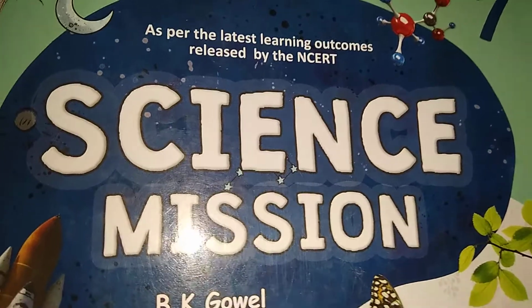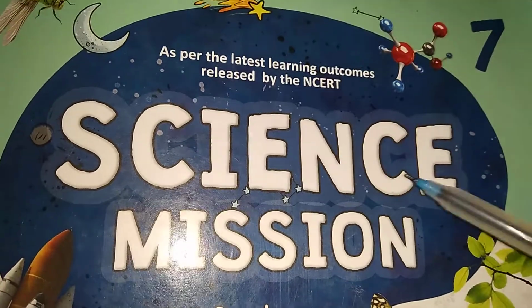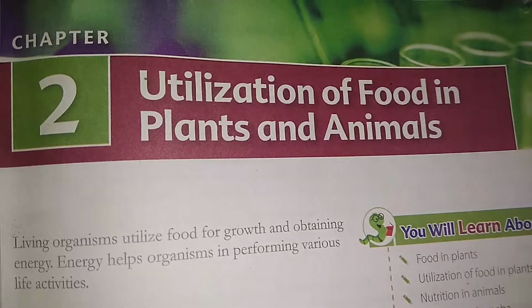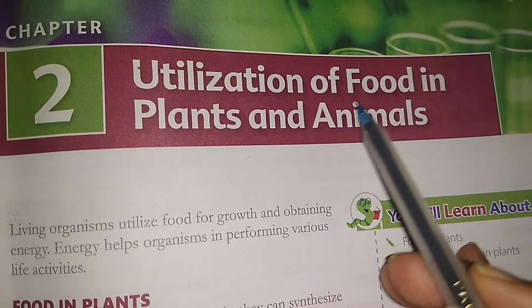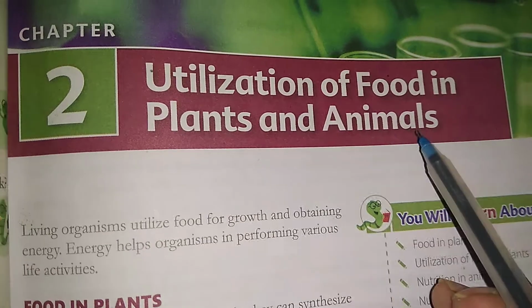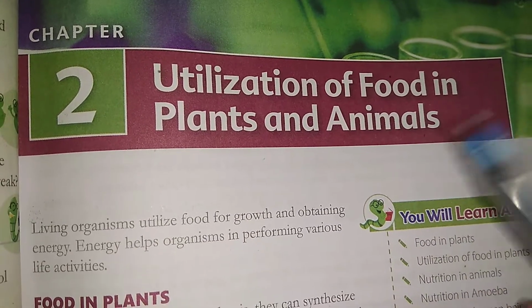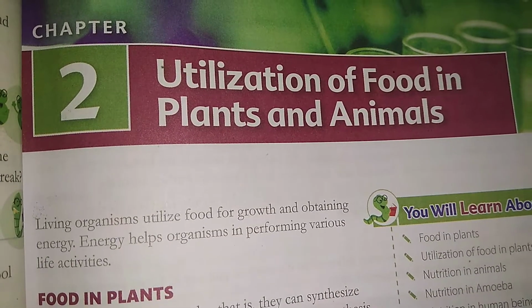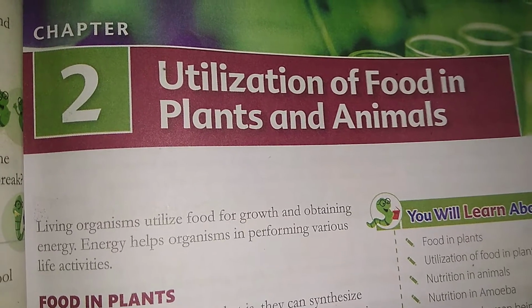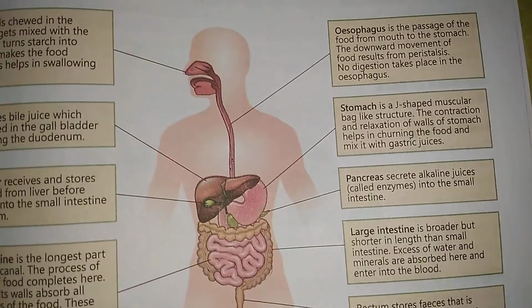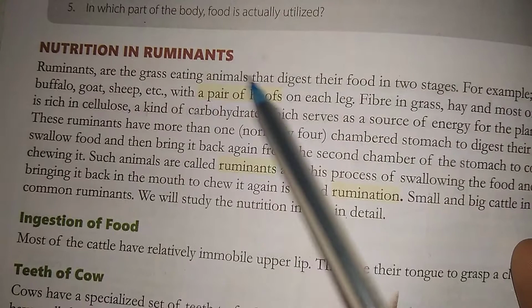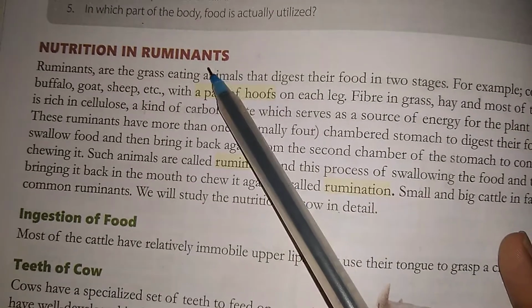So today we are going to do class 7th science, chapter number 2. The name of the chapter is Utilization of Food in Plants and Animals. Students, in our last class I explained to you about digestion in human beings. Today we will do a new topic, that is nutrition in ruminants.